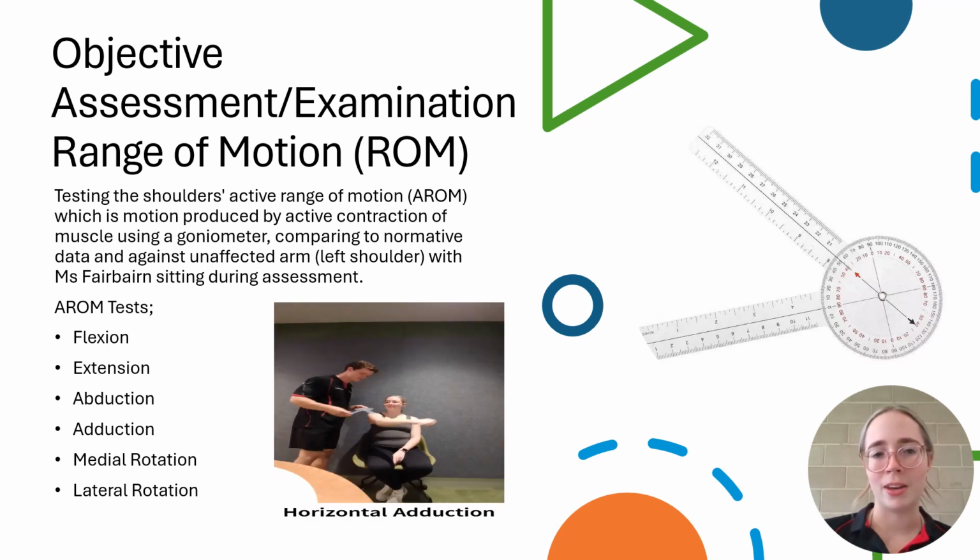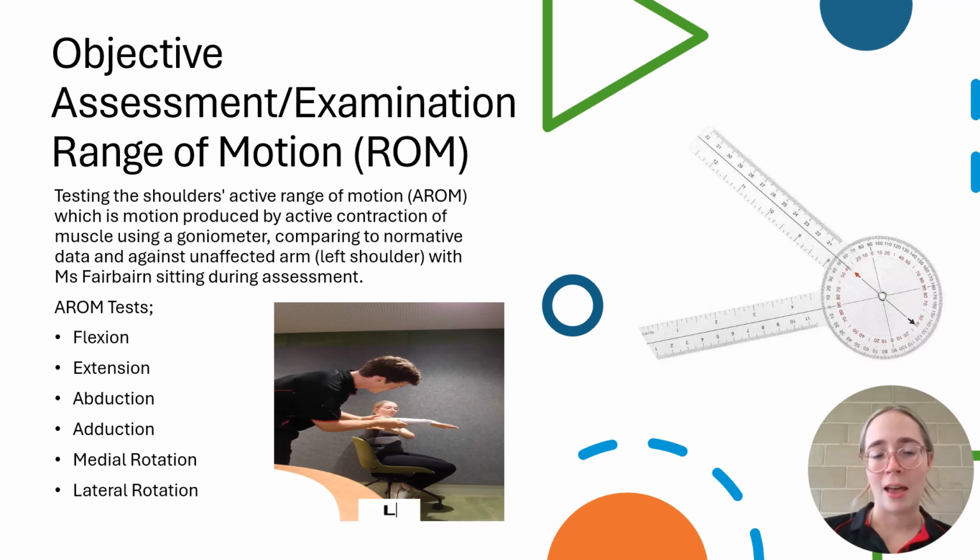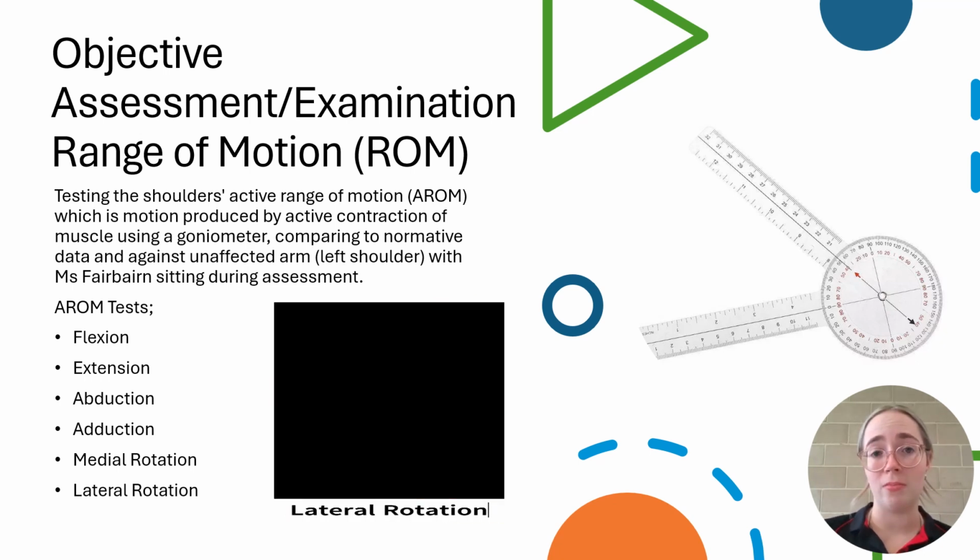Throughout the assessment, we had Mrs. Fairbairn sit in an upright position on a chair. The measures we took were flexion, extension, abduction, adduction, medial rotation, and lateral rotation.